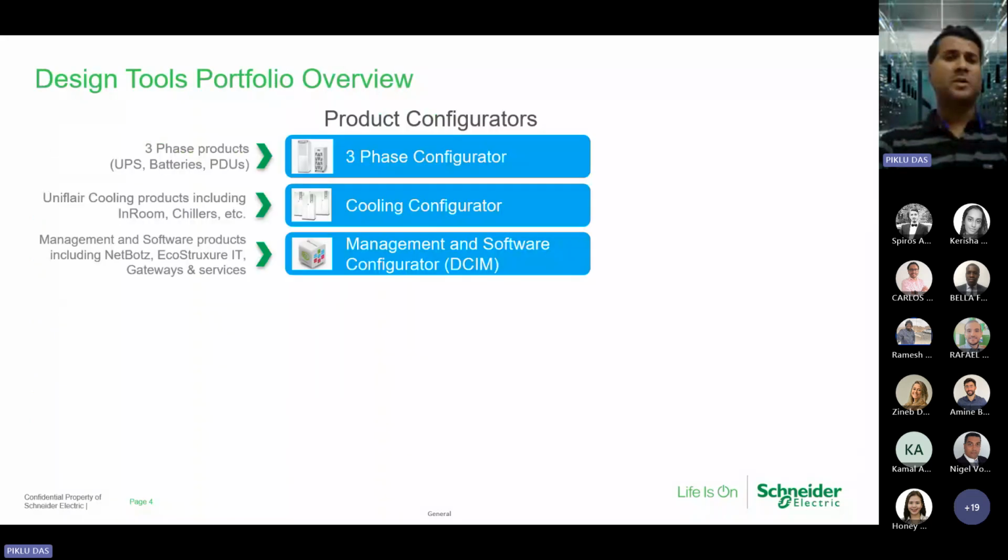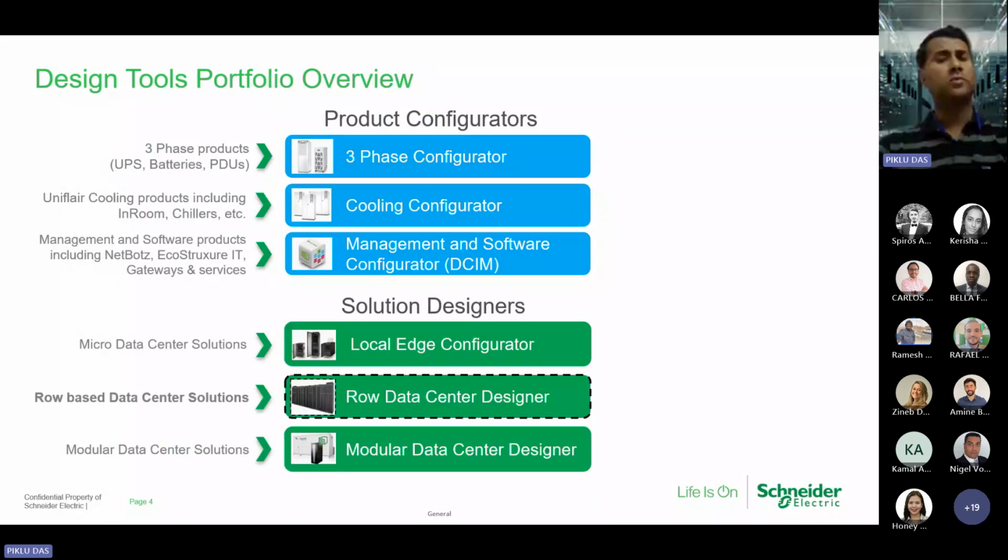So this is a very quick snippet of the design tools portfolio. When we talk about the design tools portfolio, you can see there are two main buckets. One is product configurator and another is the solution designers. Under the product configurators are the specific product configurators like the three-phase, which caters to the UPS and the PDU configuration. Then we have these cooling configurators wherein you will be able to configure the perimeter-based cooling products, which are based out of Zhuhai plant. And also we have this DCM configurator wherein you can configure the EcoStruxure IT products along with the netboards. So these are the three main configurators that we have from the product configurator angle.